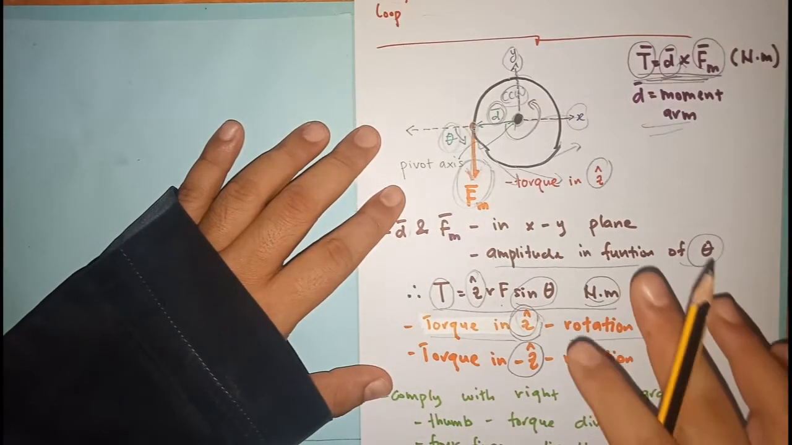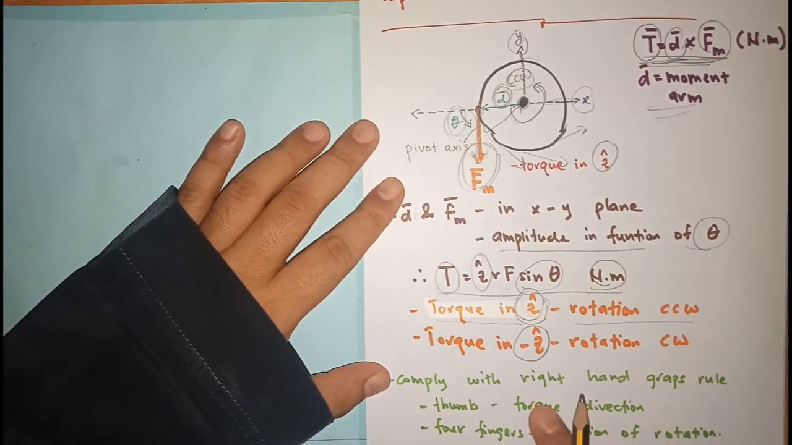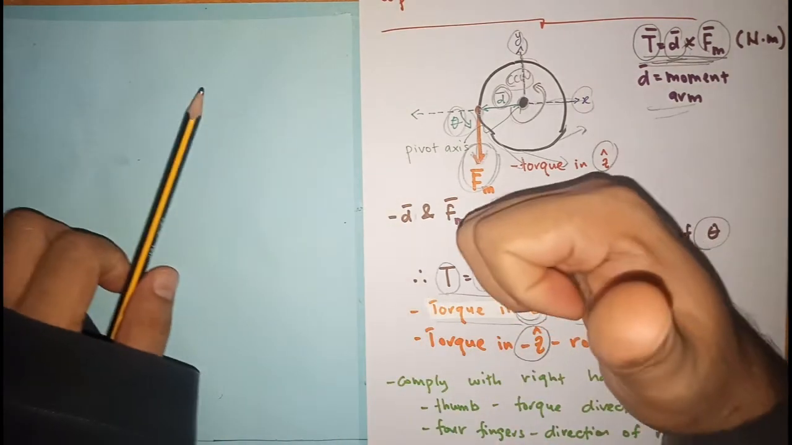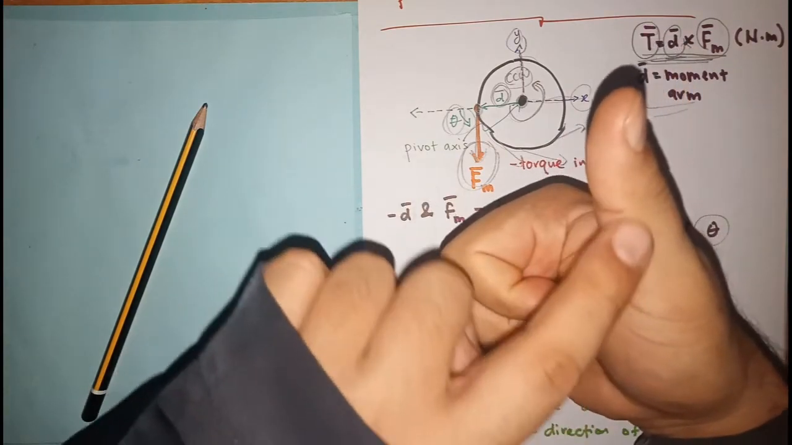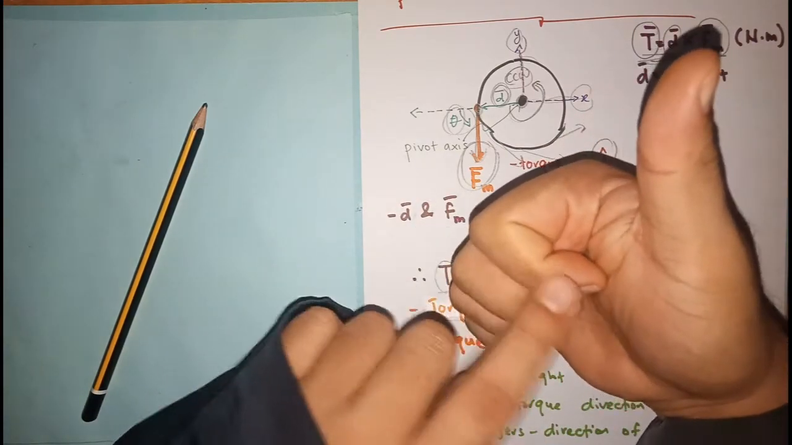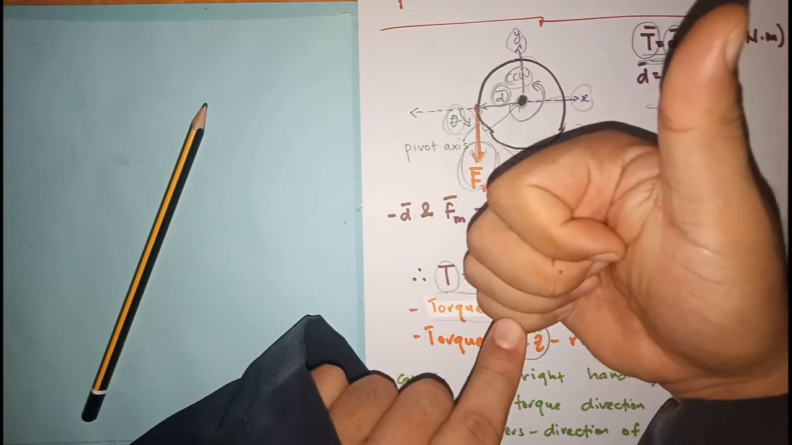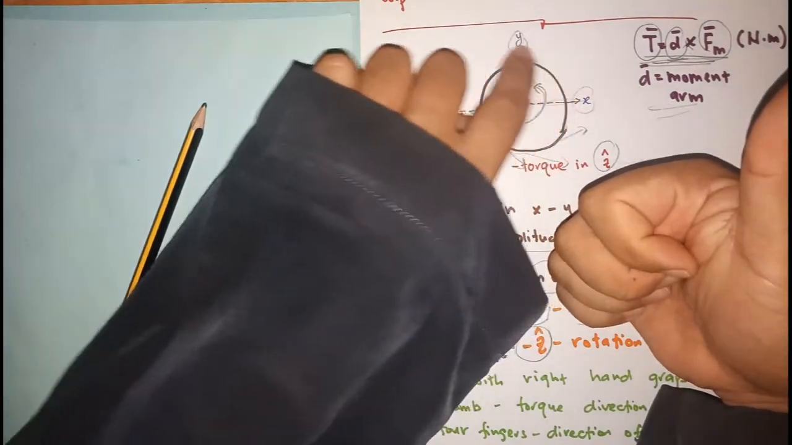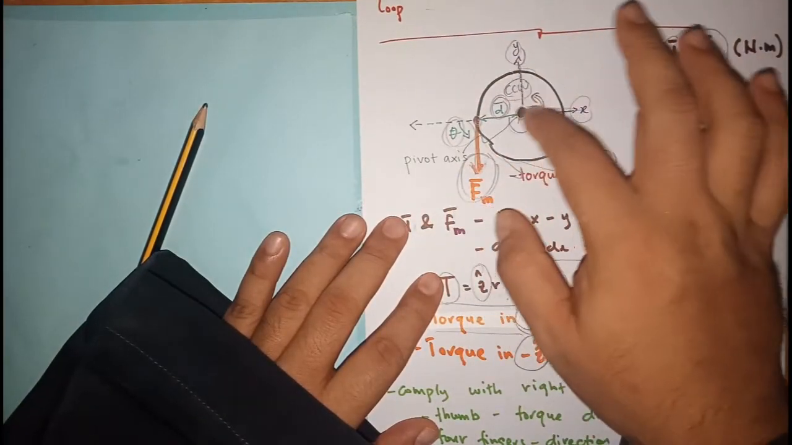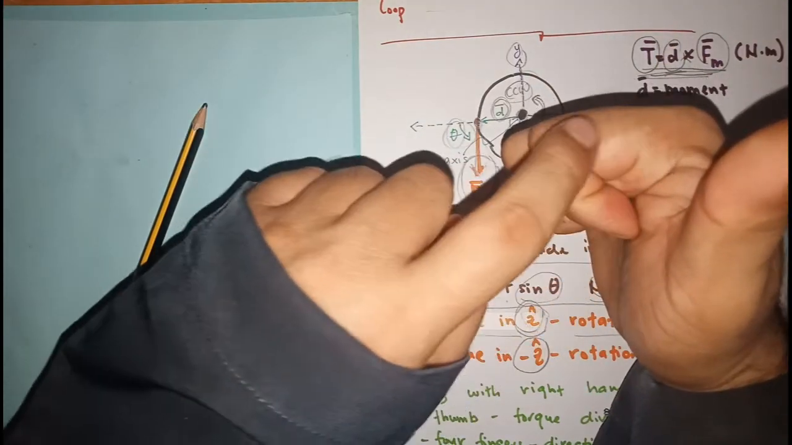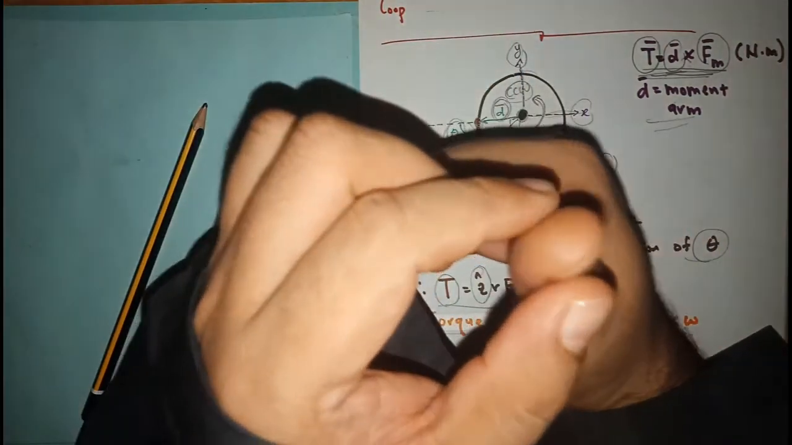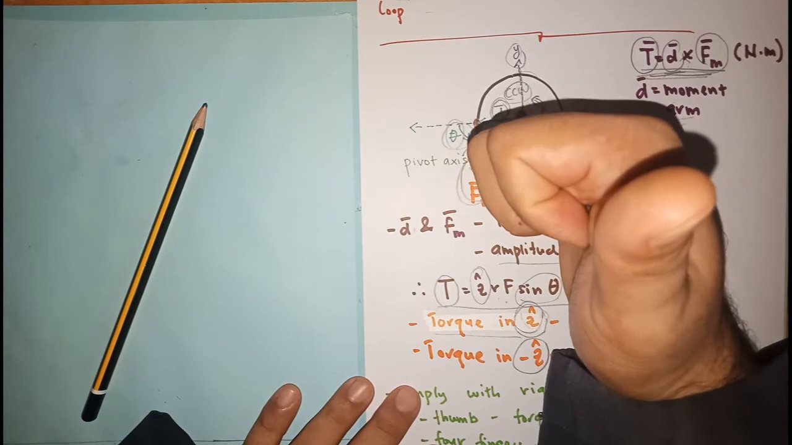The direction of the torque produced complies with the right hand grasp rule. As shown like this, the thumb refers to the direction of the torque produced, and the forefinger refers to the direction of the motion. For example, in this case, the direction of the rotation is counterclockwise, so we have it like this, and the thumb will be pointing upward, which represents the direction of the torque. Considering this plane, the direction of the torque produced will be in the z cap direction.